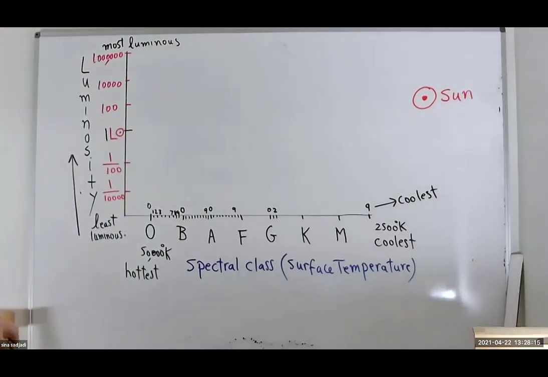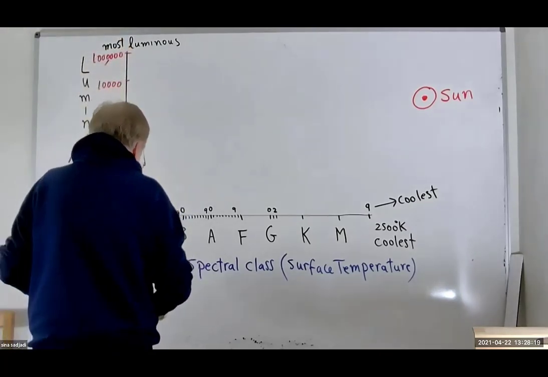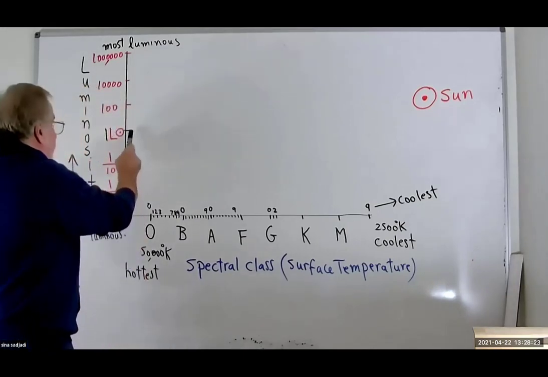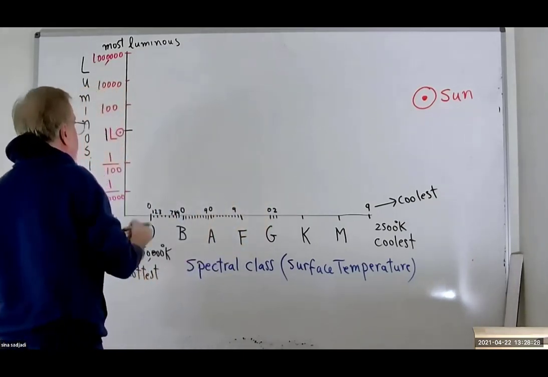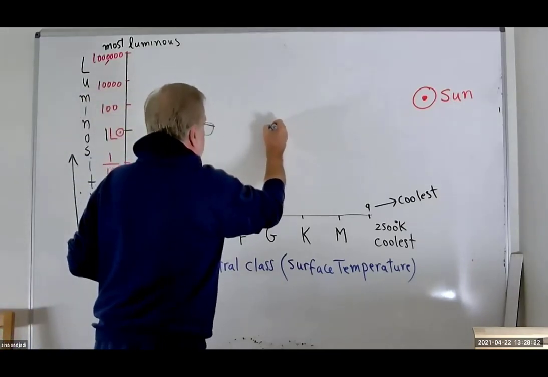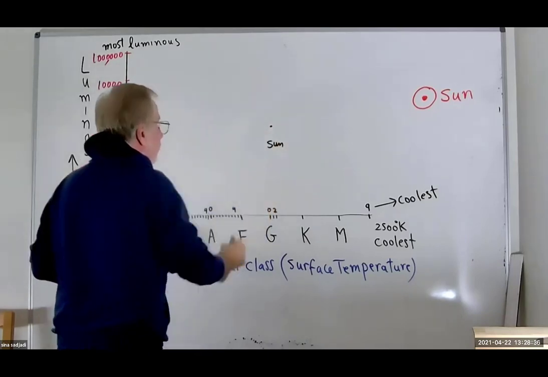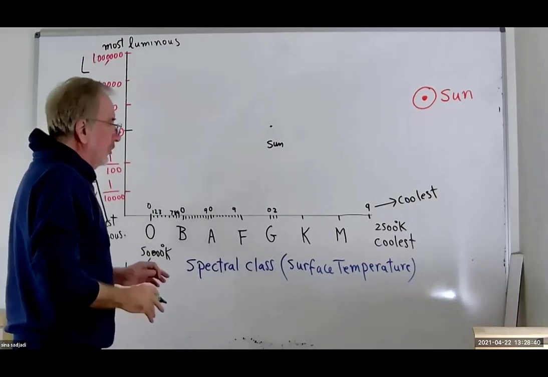All right, so what happens when we draw all these? Well, we start with the sun. Why do we start with the sun? Because we know its luminosity is 1 and it's a G2. So we're gonna have to put a dot here someplace. So I go here. So that represents the sun. That one little dot. All right, let me get to the colors now.